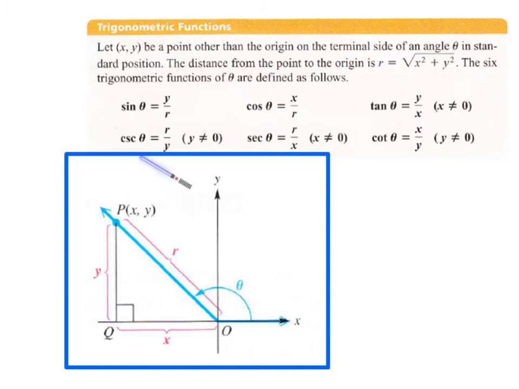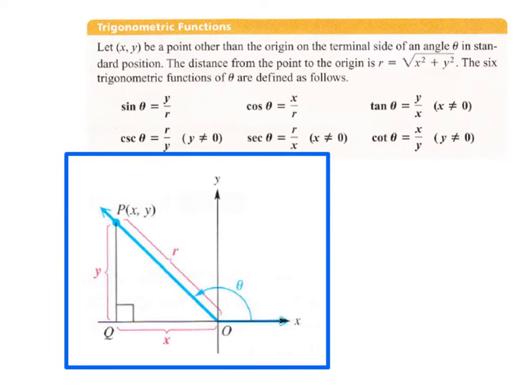And then the other 3 trig ratios we have are the reciprocals. So the reciprocal for sine is cosecant, so notice we just flip y over r into r over y. We have secant, which is the reciprocal for cosine, so instead of x over r we have r over x. And the cotangent is the reciprocal for tangent, so instead of y over x we have x over y.